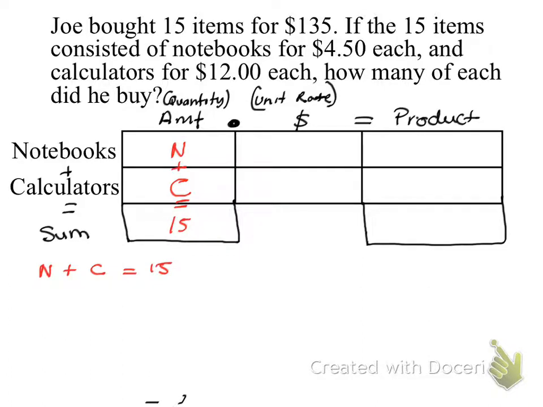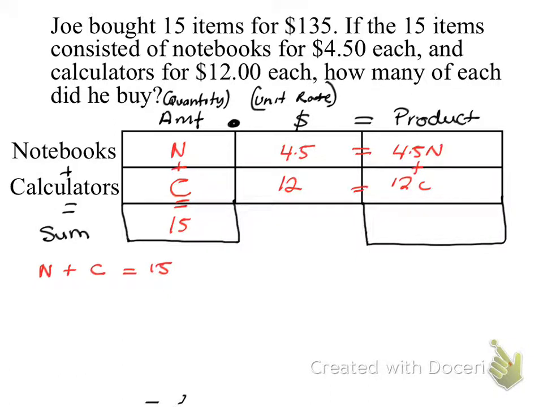What is the unit rate for each notebook? Yep, $4.50. 4.5. And what is the unit rate for calculators? $12. Okay, so now we multiply across. 4.5n. 12c.